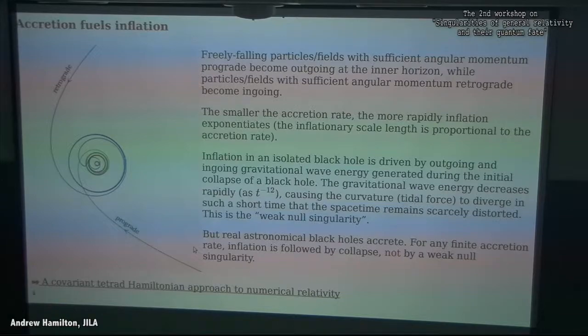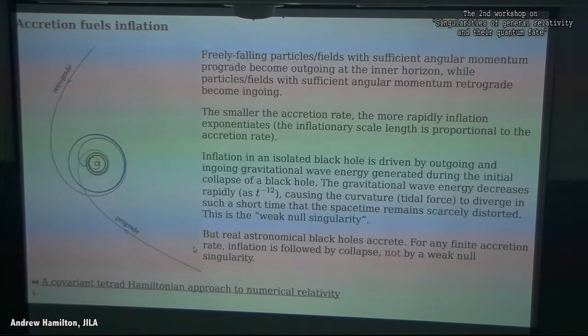Of course, everything's ingoing at the outer horizon. But the stuff with extra angular momentum turns around. One of the remarkable things that Poisson and Israel first showed is that the smaller the accretion rate, the more rapidly inflation exponentiates. That is to say, the scale length is proportional to the accretion rate. And the smaller the exponential scale length, the faster inflation increases.